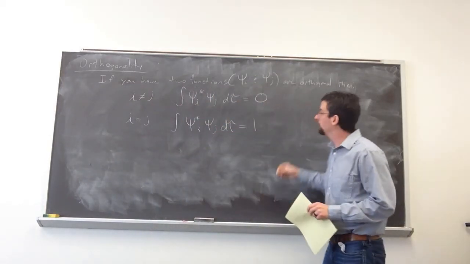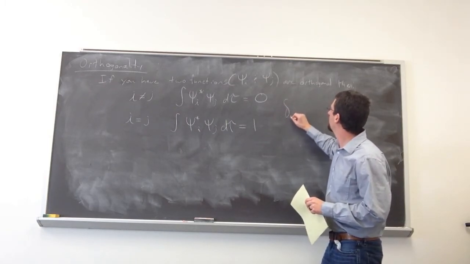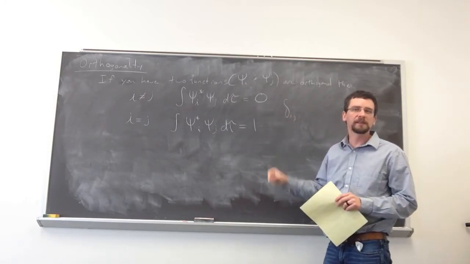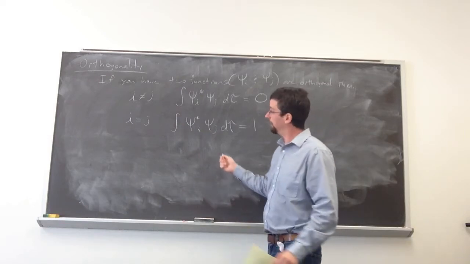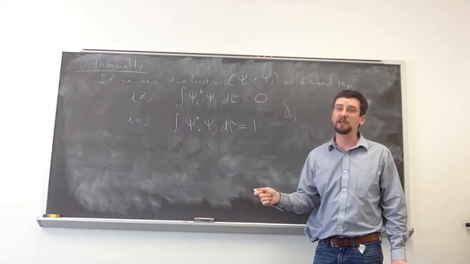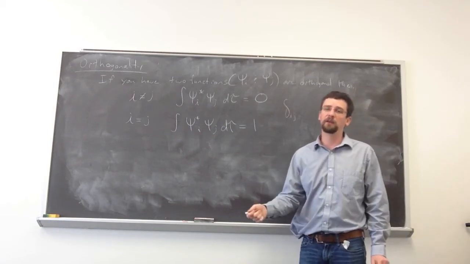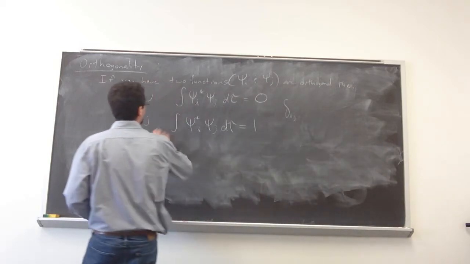A lot of times we represent this with a delta. You'll see it more so in physics than in chemistry. This stands for a Kronecker delta function, and you'll see this a lot. Luckily, this property makes many derivations way easier, especially later on in quantum mechanics. So, let's look at an example of this.